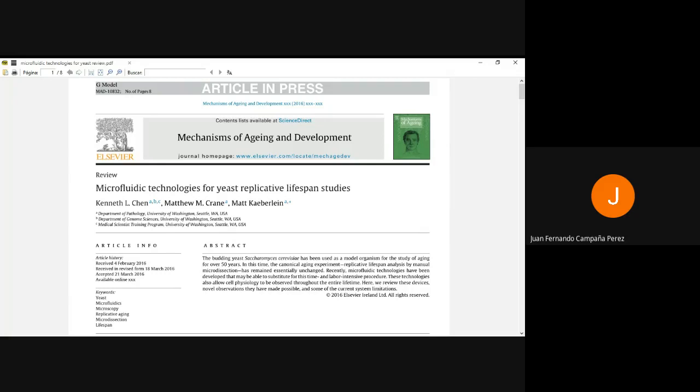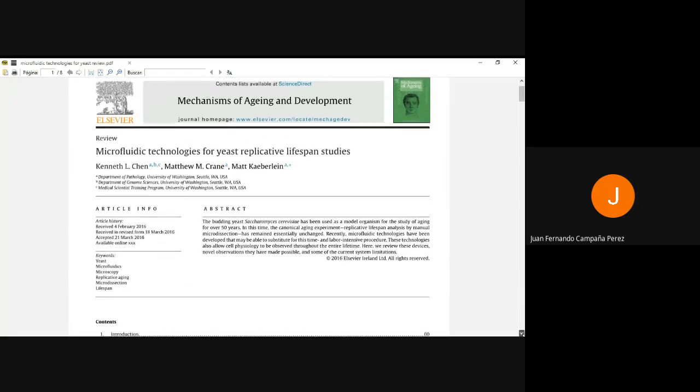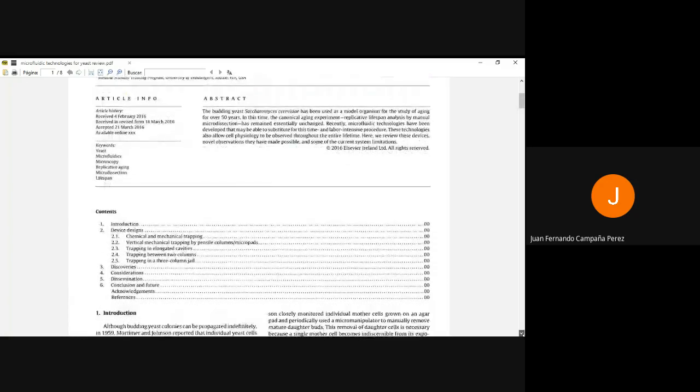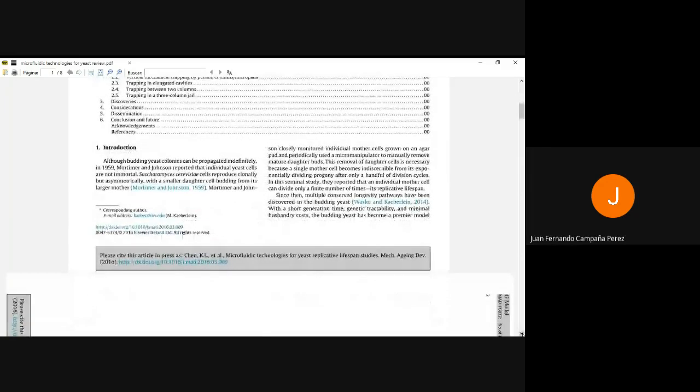We have to know that an individual mother cell can divide only a finite number of times, and it's called replicative lifespan. The standard replicative lifespan assay has become a rate limiting step in the process of yeast aging research. These studies exploit the size difference between mother cells and newborn daughter cells, or the budding patterns of mother cells, generally allowing fluid flow to selectively remove mature daughters.